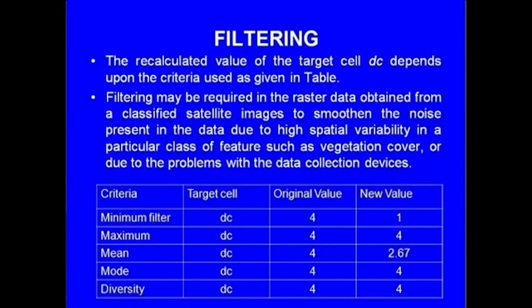The next type of criteria could be a mode filter. A mode filter finds out the values of the 8 neighborhoods, and what we find is that the value which is most common about this particular cell is the value of 4, and thus the value is given as 4. Okay. The next criteria could be a diversity filter. Again, on the basis of the information which is there, the new value could now be assigned as 4.